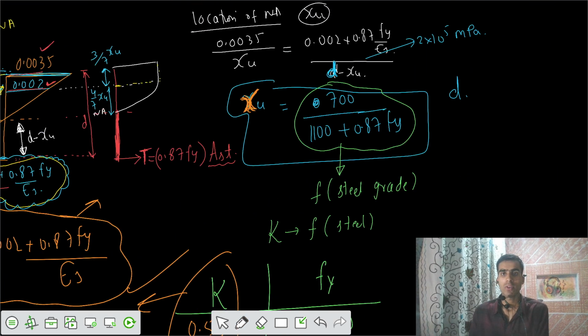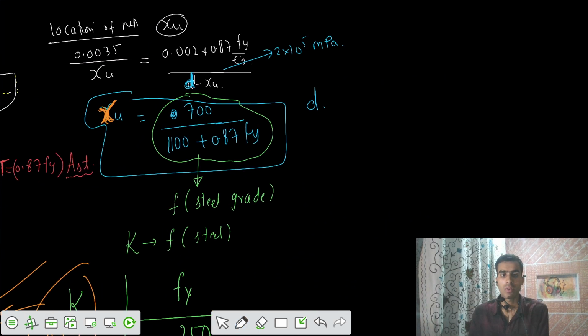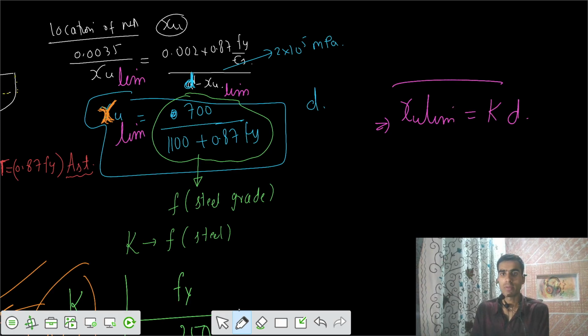So if I calculate this entire thing corresponding to XU limiting, then I would say this equation we have is corresponding to the XU limiting condition. We are going to see what this limiting condition means, and for now let's keep that as XU limiting equals some K into D, K into depth, effective depth.